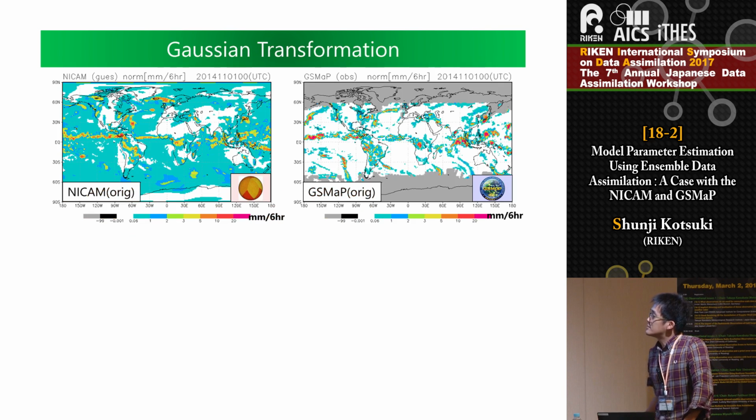Here is an example of the precipitation field from the model in the left panel, and the right panel is the observation. Gray color shows missing data due to the area being unobservable from the satellite. As you see, the model tends to overproduce precipitation, especially over the ocean. This bias should be mitigated to assimilate the precipitation appropriately.